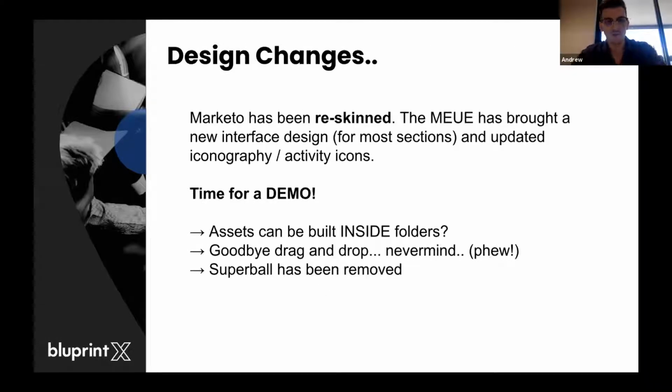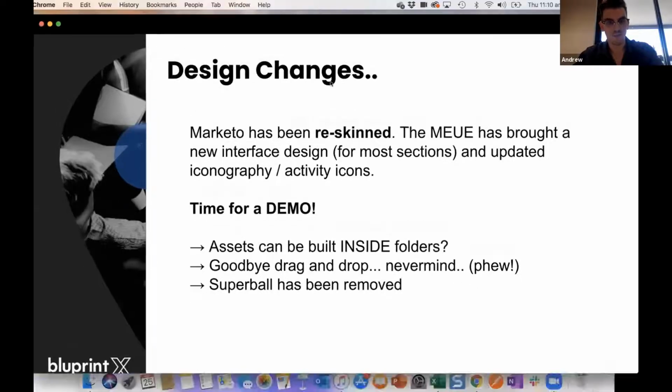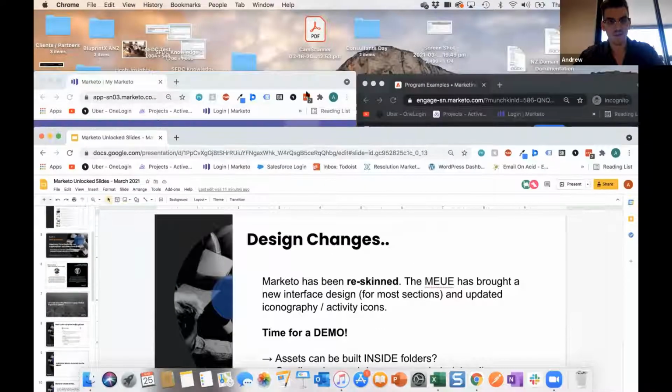Now, onto the first major change. Marketo has essentially been reskinned. The unified experience has brought a new interface design altogether for almost all sections. Updated iconography and updated activity icons. It's a big change. What I want to do now is briefly jump out of the presentation and go into these two windows.